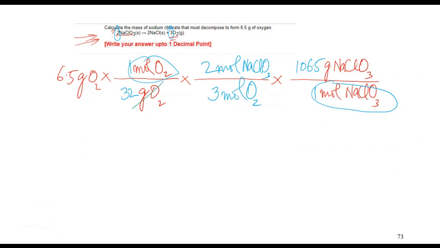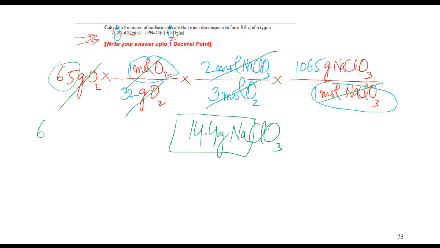Now, gram of O2 cancel, mole of O2 cancel, mole of NaClO3 cancel. So 6.5 multiplied by 2 multiplied by 106.5 divided by 32 multiplied by 3. Can you write this, Doctor? I will write it. It is 14.4. Here 6.5 multiplied by 2 multiplied by 106.5 divided by 32 multiplied by 3.